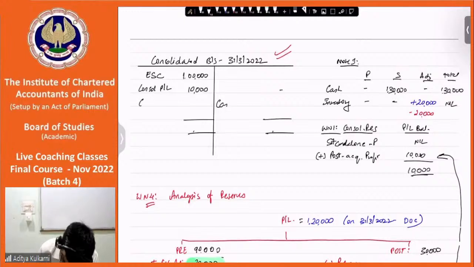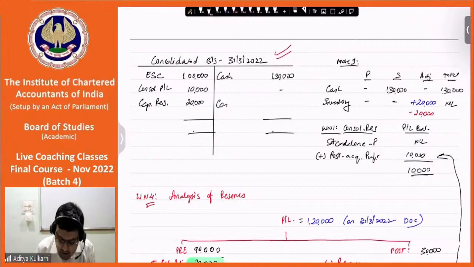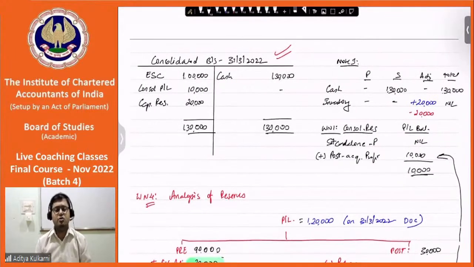I had a capital reserve. Is that going to change? Why will that change? That remains at 20,000 only. And finally, I will be having cash appearing at 1,30,000. And that completes my consolidated balance sheet.